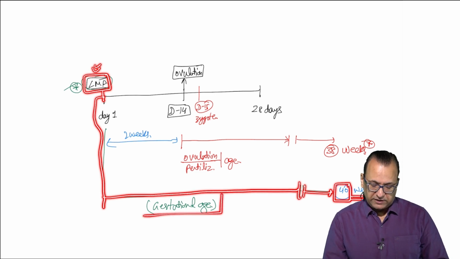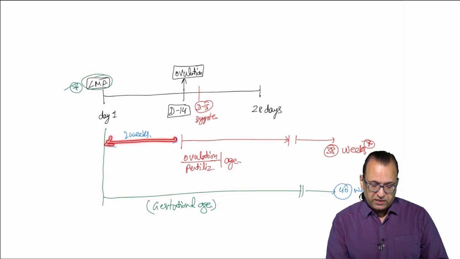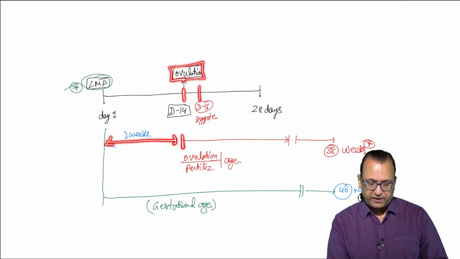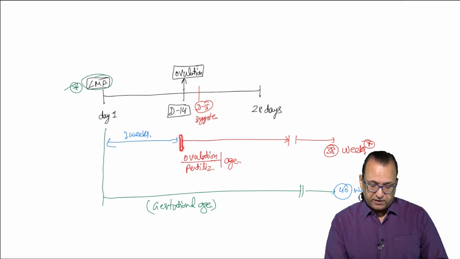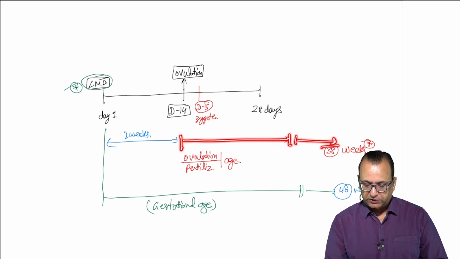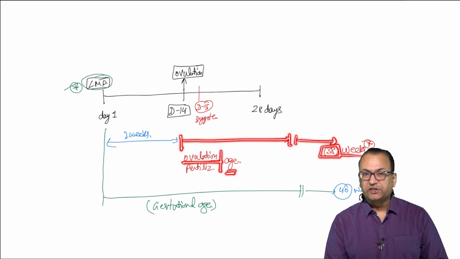That is what we call gestational age. But then the baby is not in these 2 weeks. The baby comes here because that is the day of ovulation, and that is also the day of fertilization. The zygote will come on day number 14 to 15 within that short time period. So calculated from there, the age, which is 38 weeks now, is the ovulation or the fertilization age. So be careful about these terminologies.